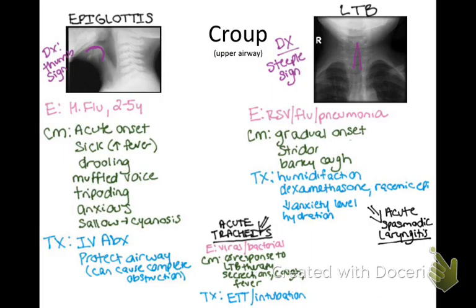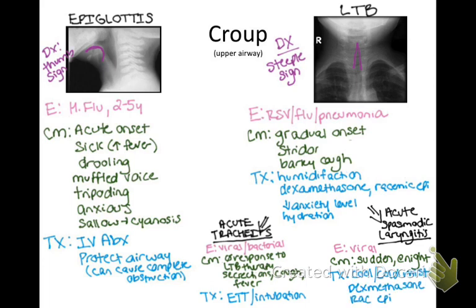The other one is acute spasmodic laryngitis. Again, it's a form of croup, kind of extending out from LTB. It's caused by a virus, and it happens suddenly at night. So my son has had this a couple of times. I put him to bed at 7, and at midnight he's waking up because all I hear is, and it sounds a whole lot scary.